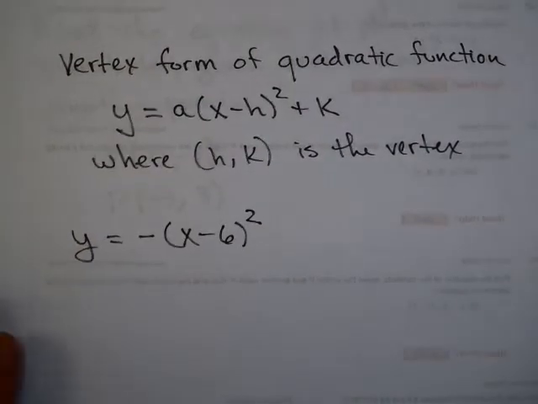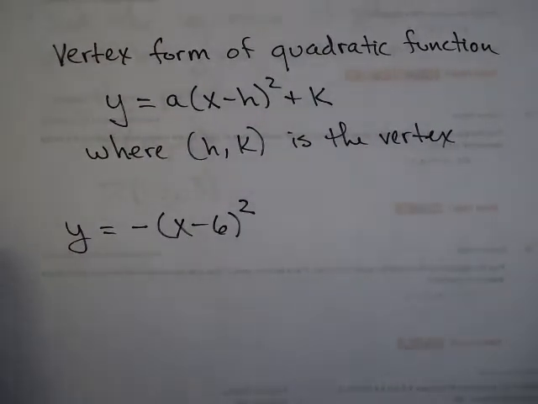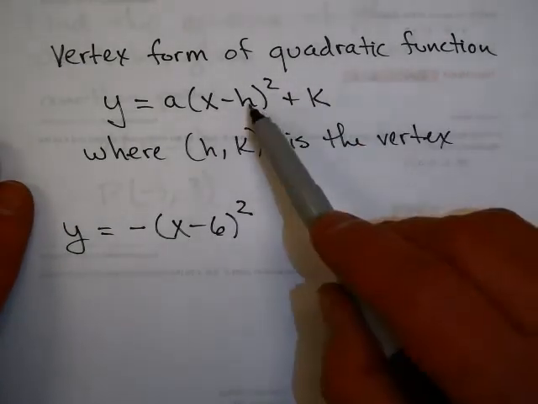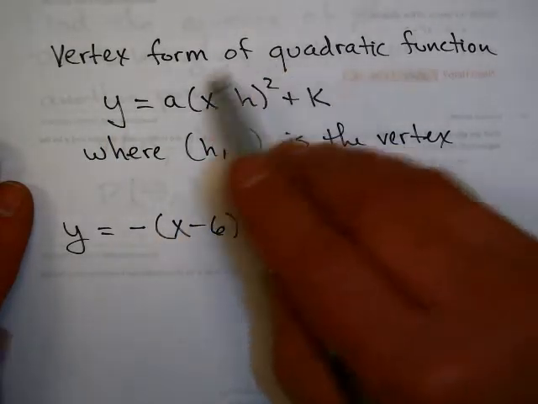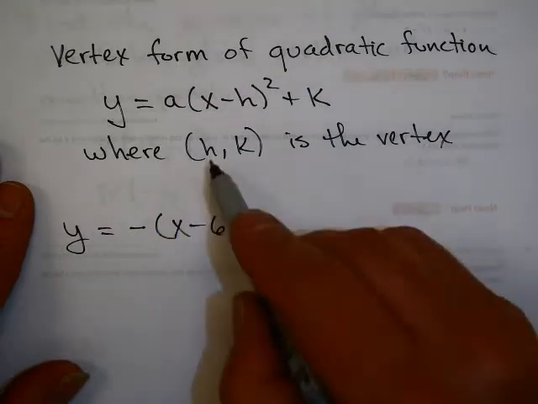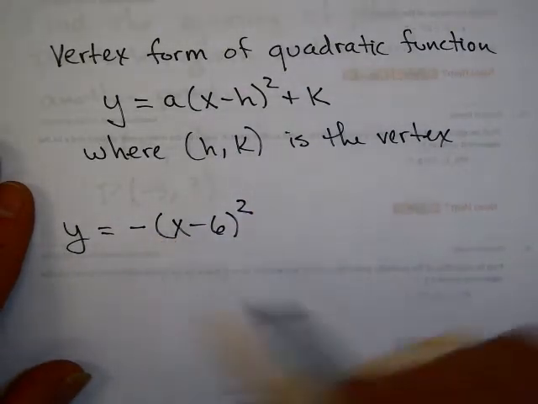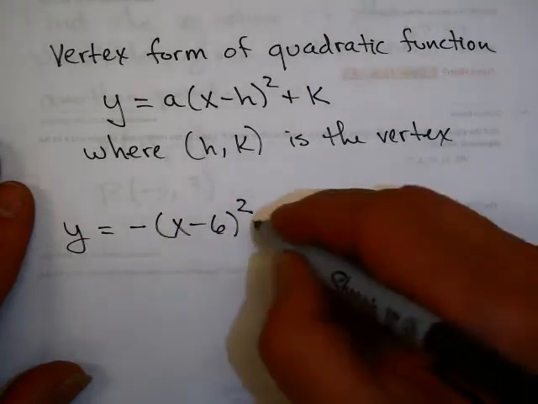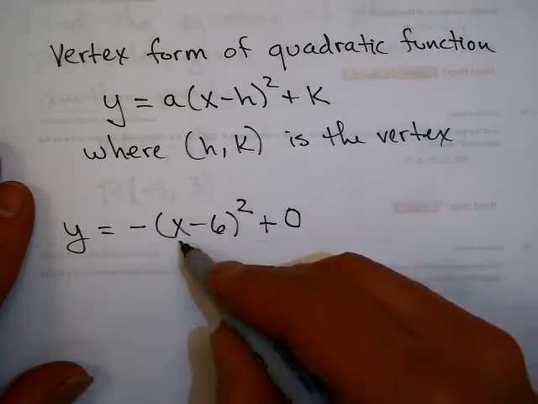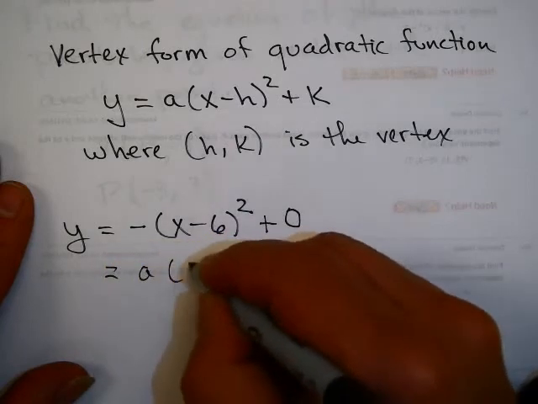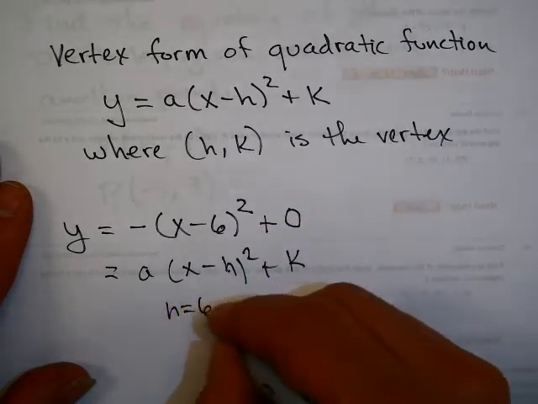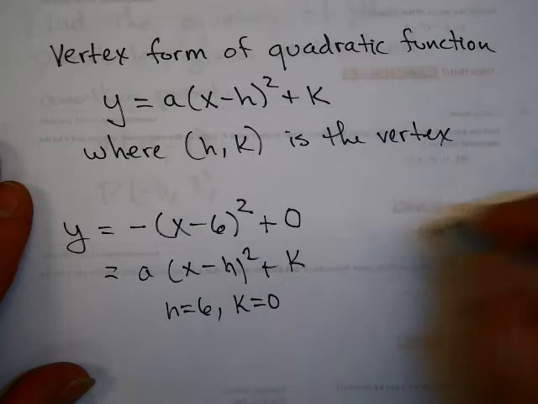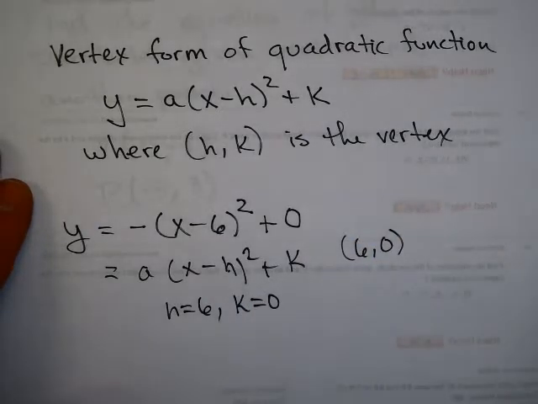Okay. Now, let's talk a little bit about the vertex form of a quadratic function. You might notice that in all of these problems, the vertex is pretty easy to read. y equals a(x minus h) squared plus k is called the vertex form of a quadratic function, where (h, k) is the vertex. Think about this problem. Here, h is 6 and k is 0.